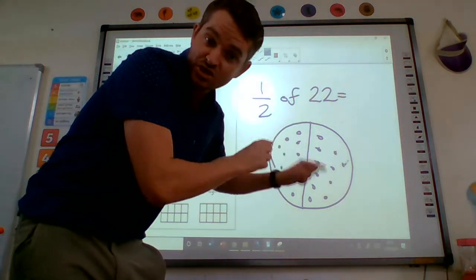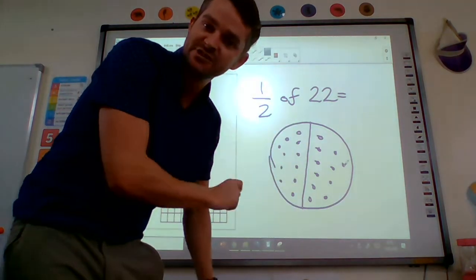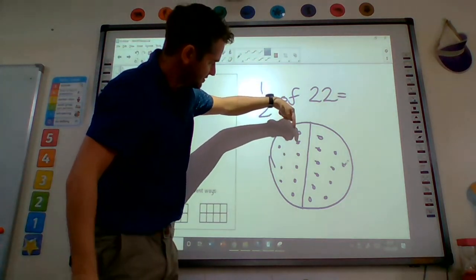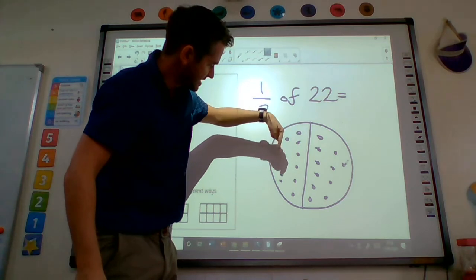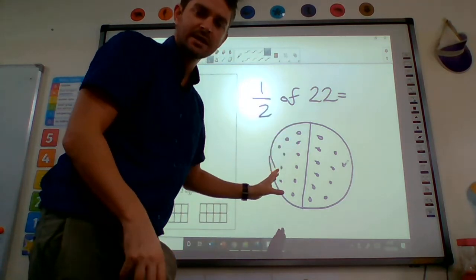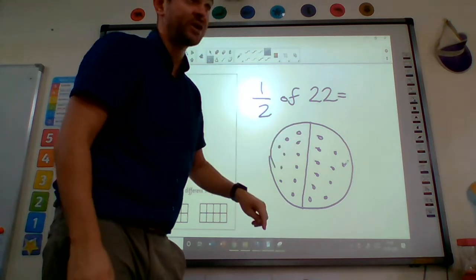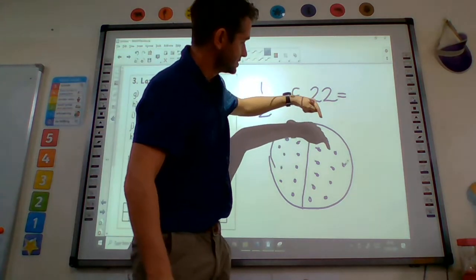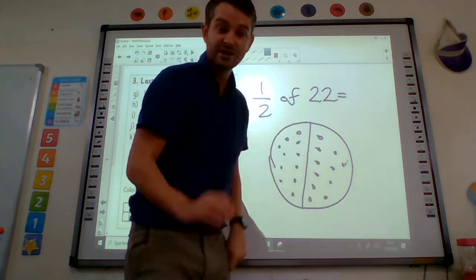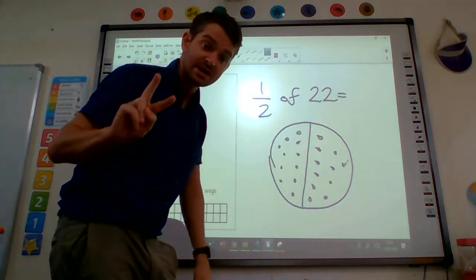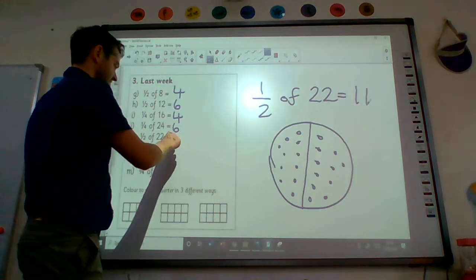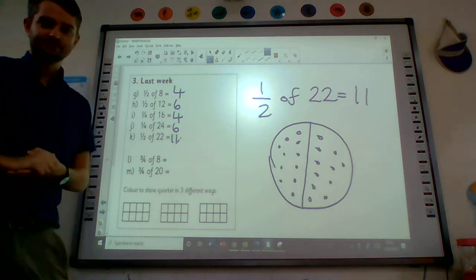So many pieces here, so many things, so many dots. I really must count carefully. 1, 2, 3, 4, 5, 6, 7, 8, 9, 10, 11. Just to be on the safe side, because there are so many, I'm going to check the other side to see if I also get 11. 1, 2, 3, 4, 5, 6, 7, 8, 9, 10, 11. I counted really carefully twice just to make sure, and I'm now confident my answer is 11.